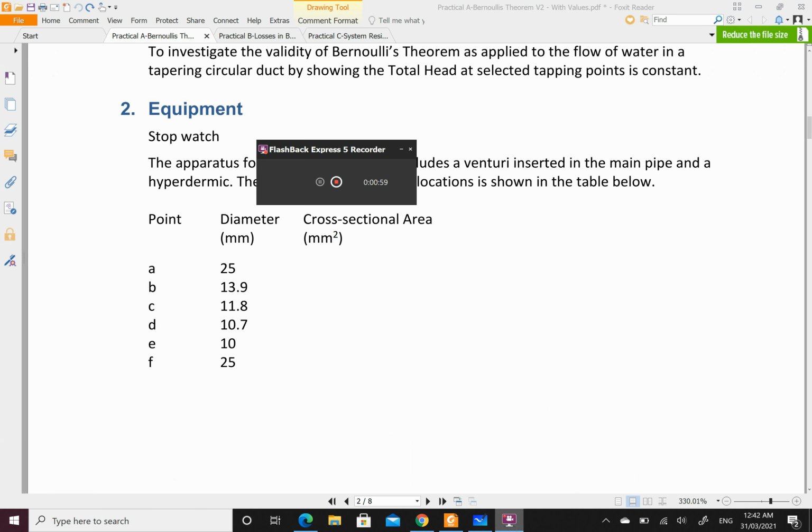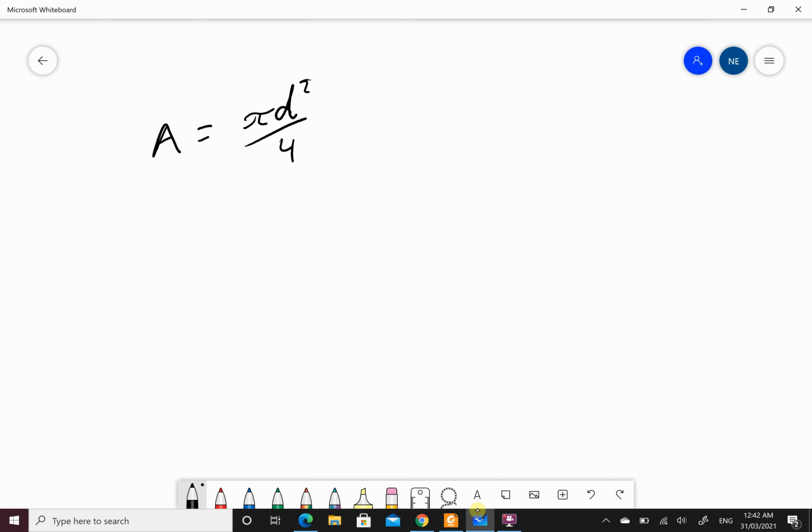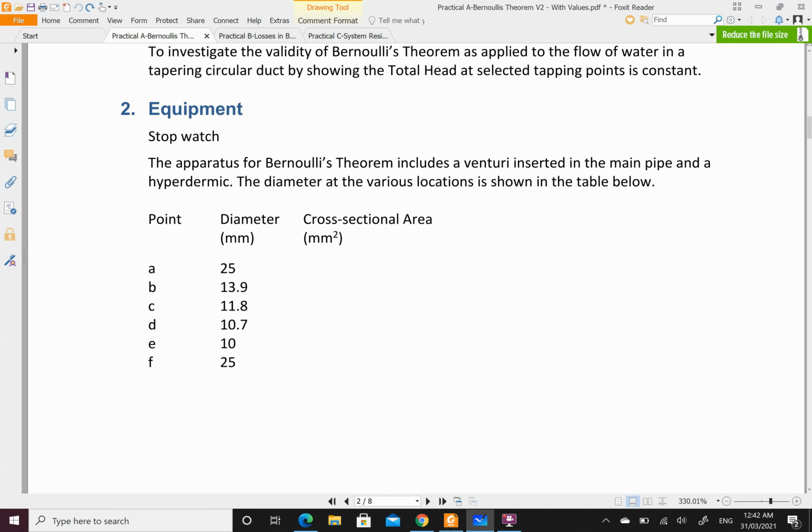So for point A, A is 25 millimeters. So our area is going to be pi by 0.025 squared all over 4. And whatever that equals, you'll just put here. Okay, so for each one, for all of the corresponding diameters, you'll write the cross-sectional area next to it.